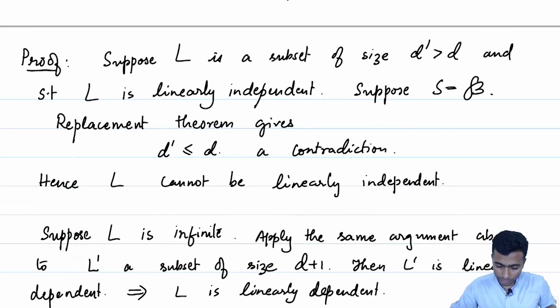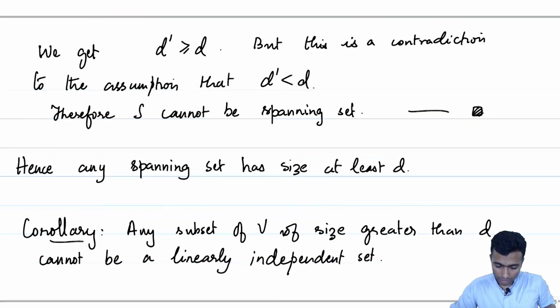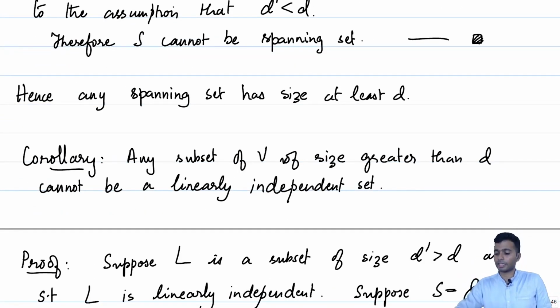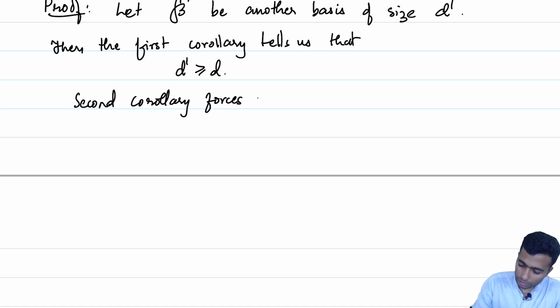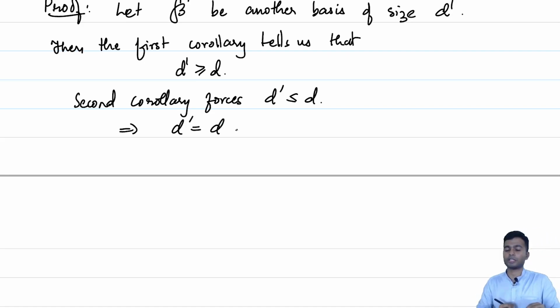And how about the second corollary? The second corollary tells us that any subset of V of size greater than d cannot be linearly independent, but our beta prime is a basis. It is linearly independent, and hence its size should be less than or equal to d. The second corollary forces d prime to be less than or equal to d. Both these inequalities give that d prime is equal to d.